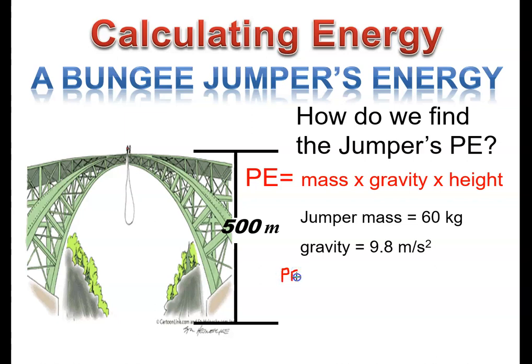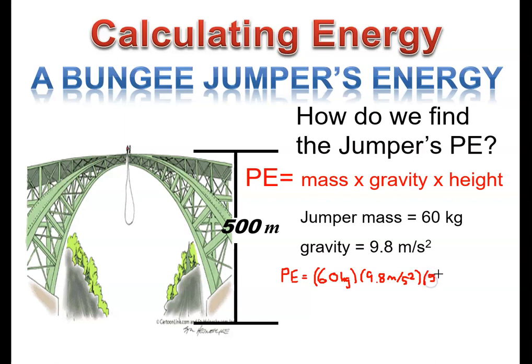So potential energy is equal to mass, 60 kilograms, multiplied by gravity, that's 9.8 meters per second squared. Again, in this case, the squared part is actually, you are not actually squaring the number, that's just part of the units. And then we have the height in the air. In this case, that height was 500 meters.